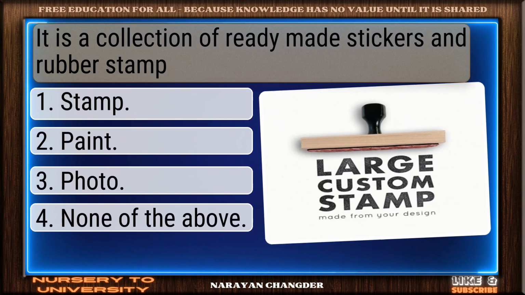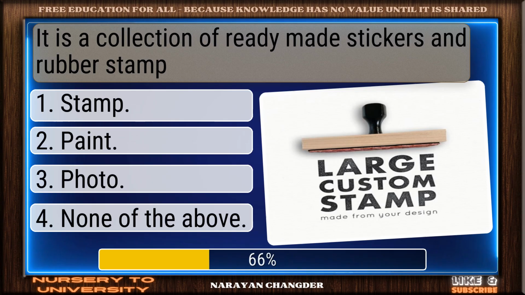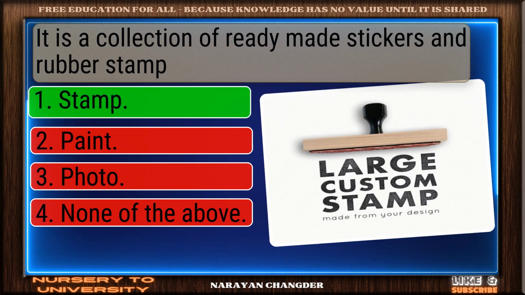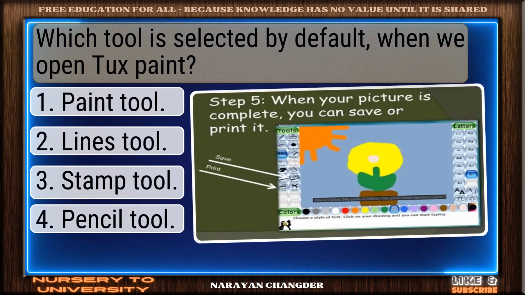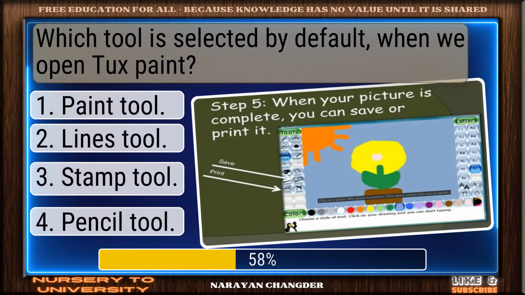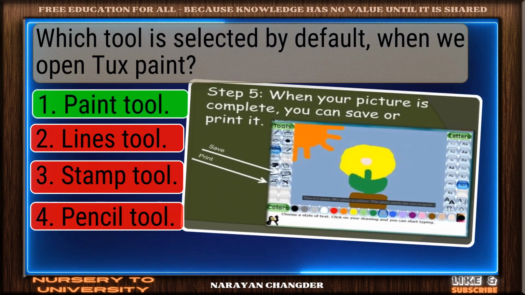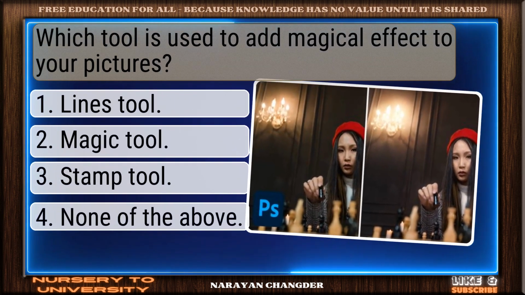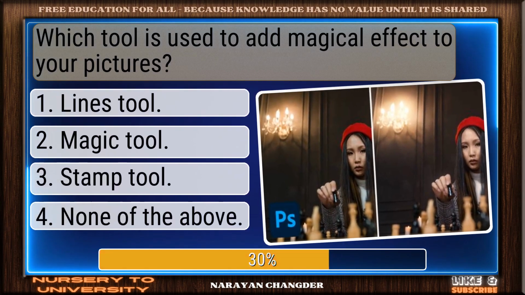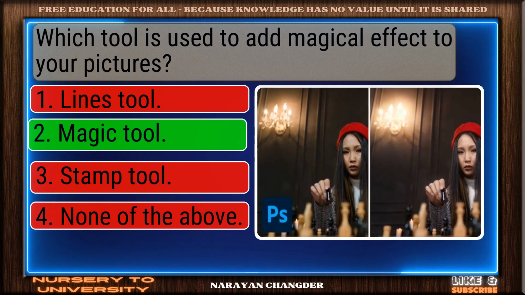It is a collection of ready-made stickers and rubber stamp. Correct response. Stamp is accurate. Which tool is selected by default when we open Tux Paint? Clear logic. Paint tool is sound. Which tool is used to add magical effect to your pictures? You chose Magic tool. Correct.